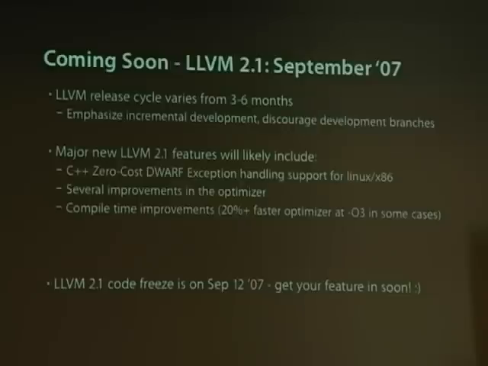One disadvantage of this is that each release has correspondingly fewer features because it's a shorter time span, but LLVM 2.1 will probably include DWARF zero-cost exceptions for C++, some more improvements for the optimizer, and significantly some big speedups for the optimizer. In particular, the two optimizations related to dead store elimination and load transformations are being revamped, and they used to take 40% of compile time in certain cases, and now they'll take next to no time. So this will make users happier. So if you're all hacking on LLVM today, you have plenty of time to get your changes in and ready for the next release.